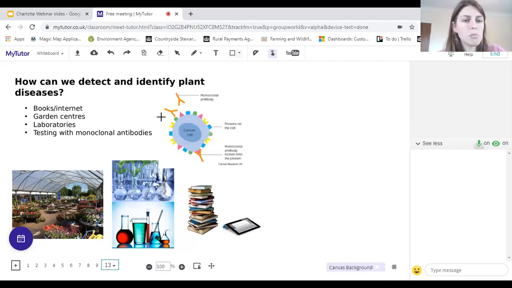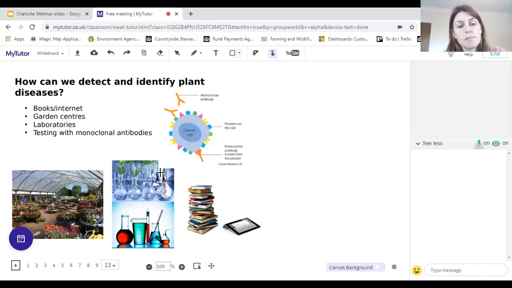Okay, how can we detect and identify plant diseases? So we've run through what to look for, but then how do you know that it's actually a disease and that plant just doesn't have a spot on it for some reason? So you can use books or the internet. Those are a really good way of starting to look for what your plant disease might be. You can also use garden centres. Quite often, if you can take a bit of the plant into a garden centre, they might be able to help you with what disease that plant might have.